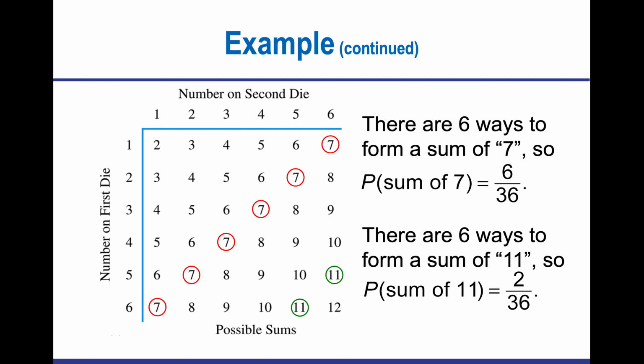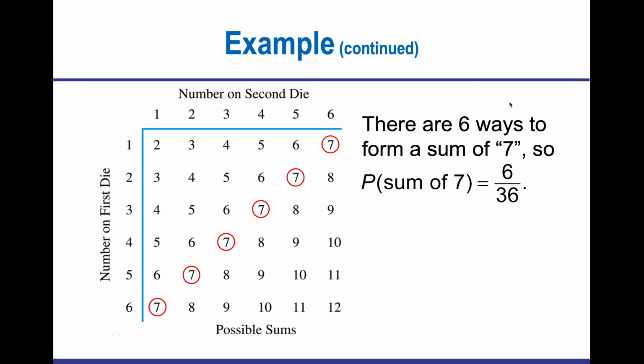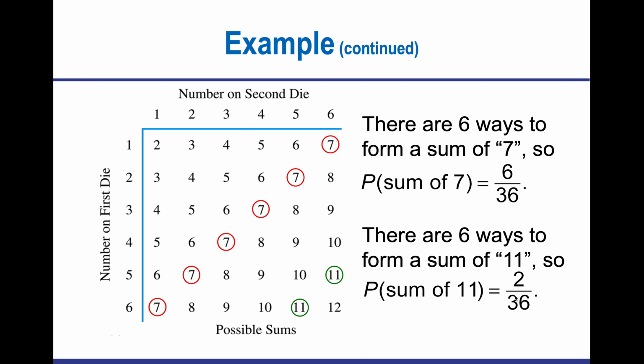So then I would combine them and I would say, well, if I want a probability of rolling a 7, it'd be 6 over 36. If I wanted the probability of a sum of 11, it'd be 2 over 36. And if I wanted to change the wording of the original problem, I could say rolling a sum of 7 or 11 like they did, and that would be 8 over 36 because I would add the 2 probabilities together.